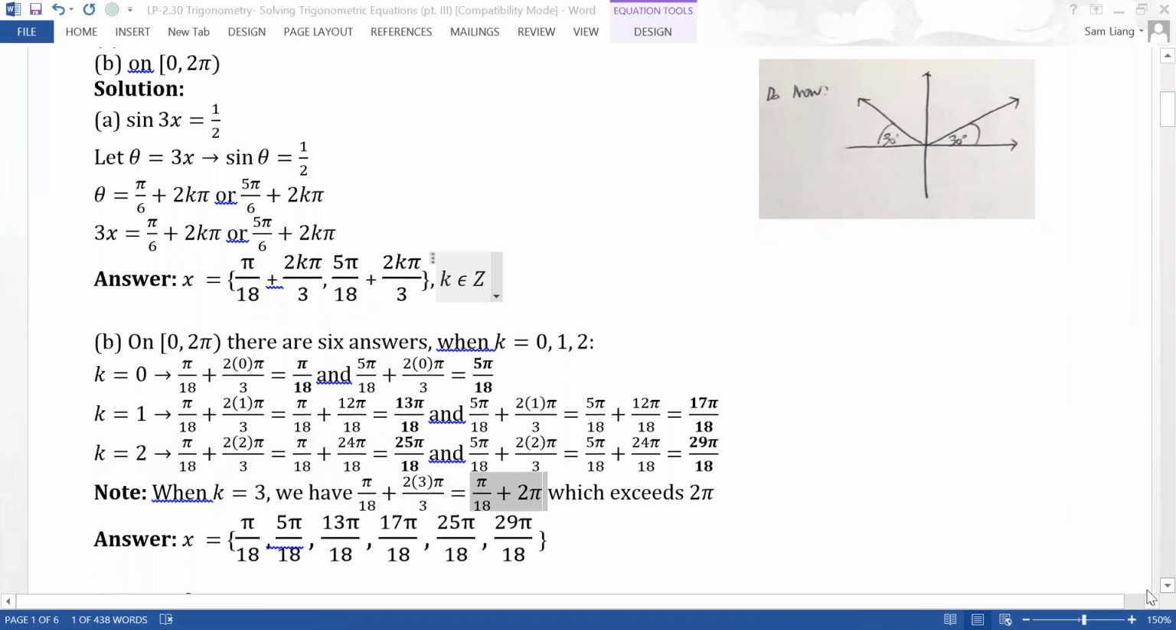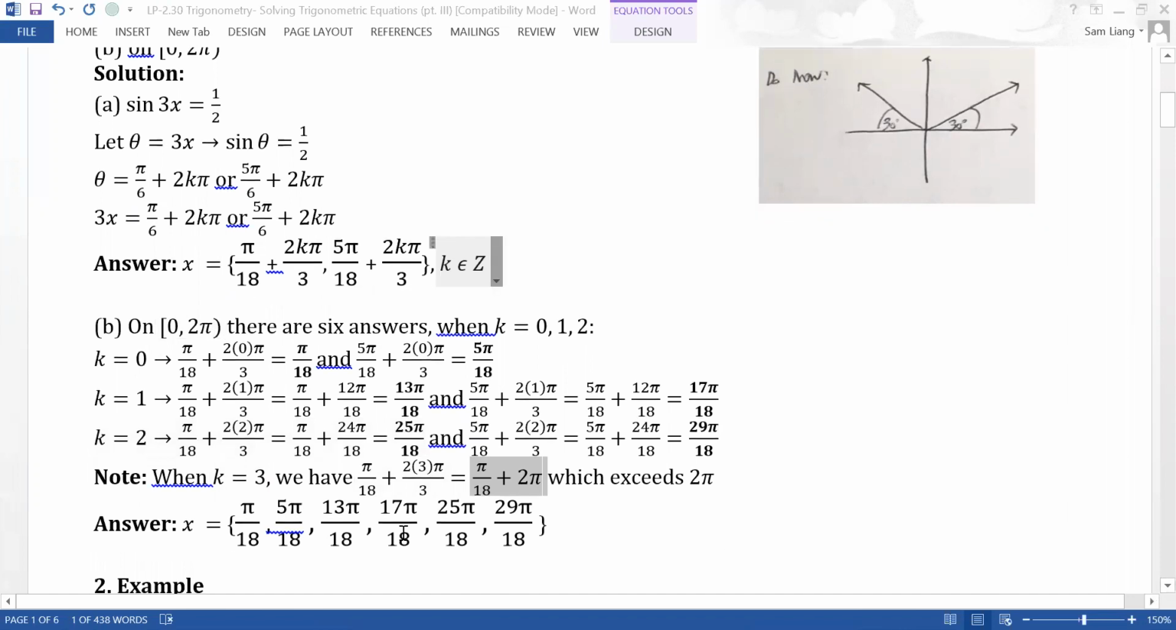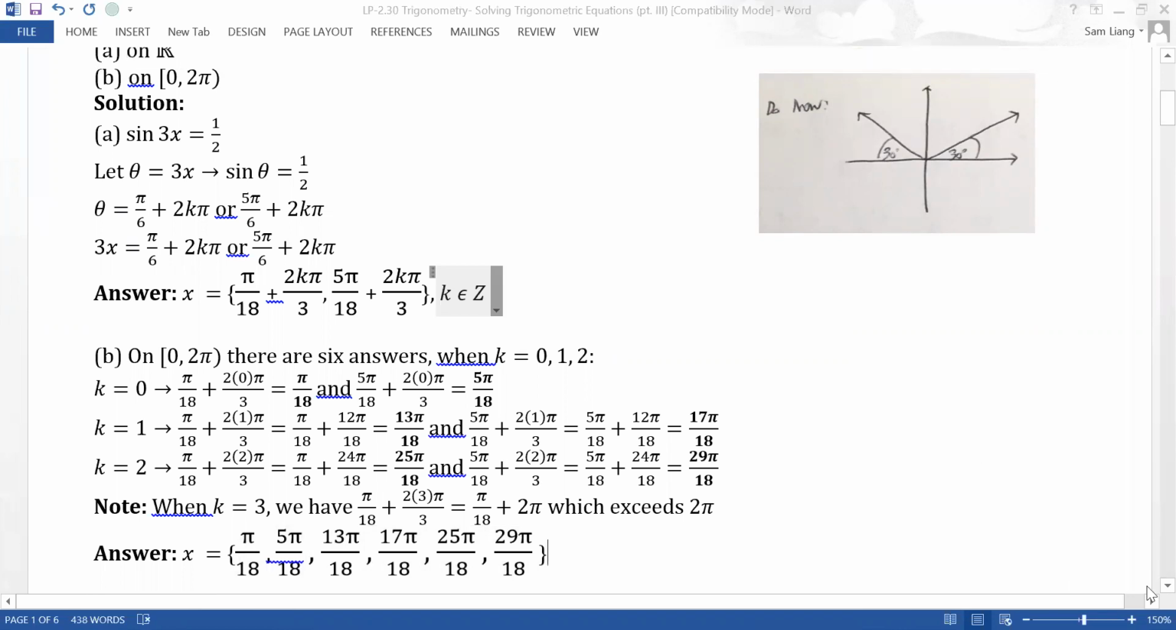So yeah, those are our 6 answers for part B of this question. Pi over 18, 5 pi over 18, 13 pi over 18, 17 pi over 18, 25 pi over 18, and then 29 pi over 18. All right, so that's our answer. I'll give you a sec to copy that down.